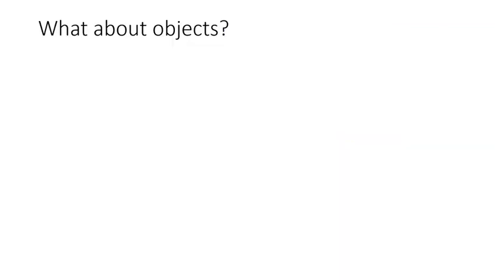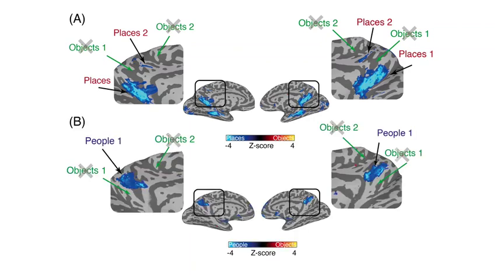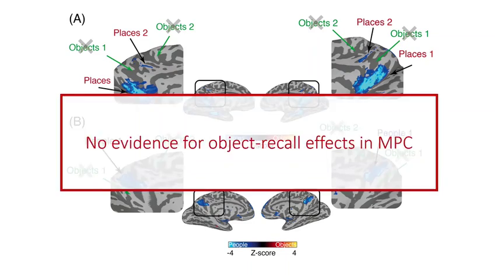Okay, but what about objects? At the top of the screen, I'm showing you the same medial views as before, but now with the contrast of places versus objects. So you can clearly see we get robust place recall effects shown in blue, and object effects, if they were there, would appear in hot colors. But what we're seeing here is a distinct lack of any object recall effects at this statistical threshold. The same lack of object recall effects is present when we compare people with objects. And so it appears here that at least within medial parietal cortex, we have no evidence for any object recall effects directly.